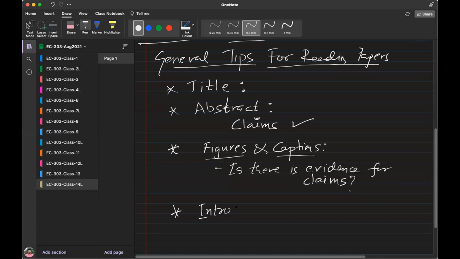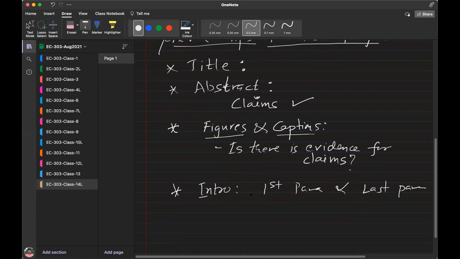So for most standard journals, you read the first paragraph and the last paragraph of the introduction. These two combined should tell you the broader context as well as the specific questions they're addressing. So usually the first gives a broader context, and the last paragraph often gives you the specific questions of the paper. Okay.